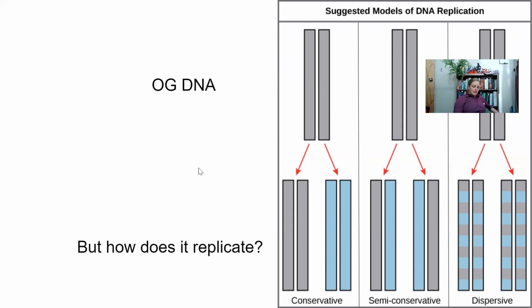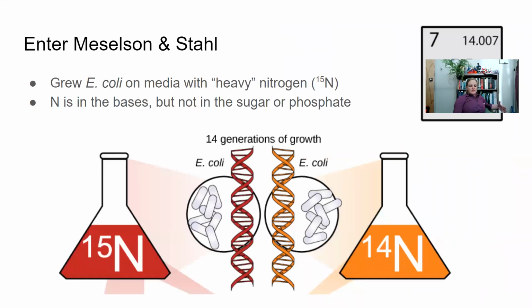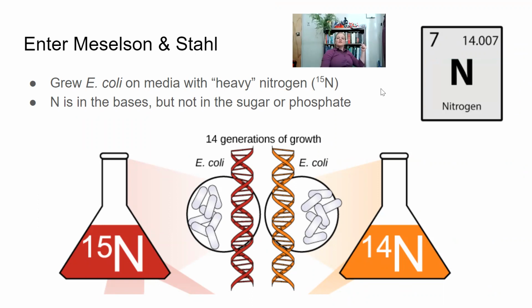Five years after Watson and Crick's study about the structure of DNA was published, this other study was published that showed how DNA actually replicates using a semi-conservative replication model. What these two researchers did was grow a bunch of bacteria, E. coli, on media that was spiked with heavy nitrogen.